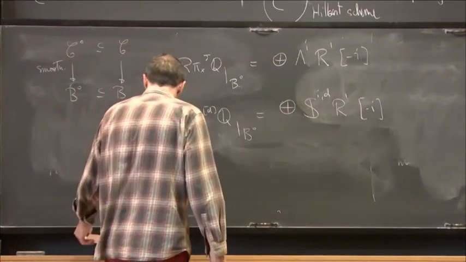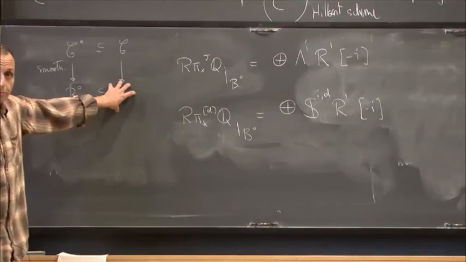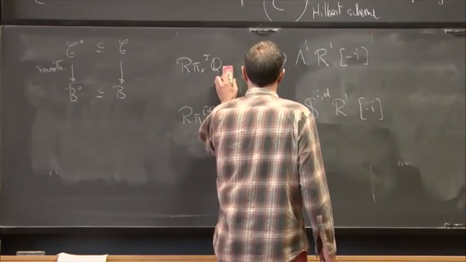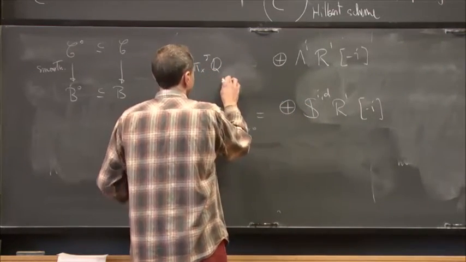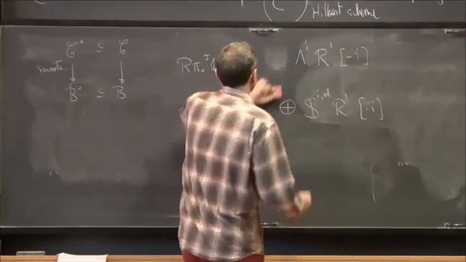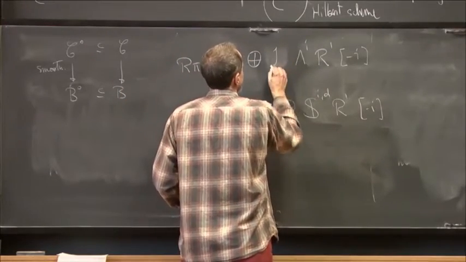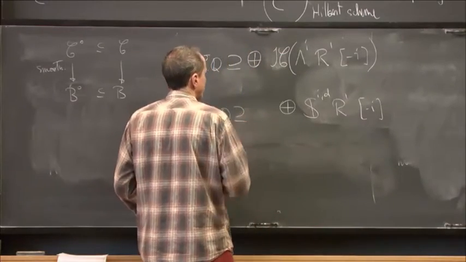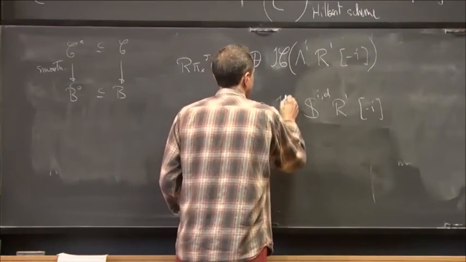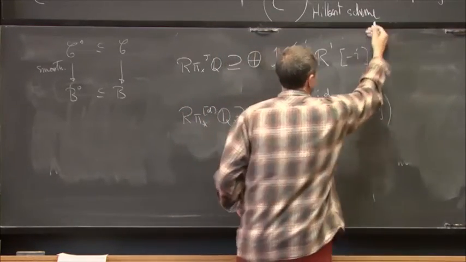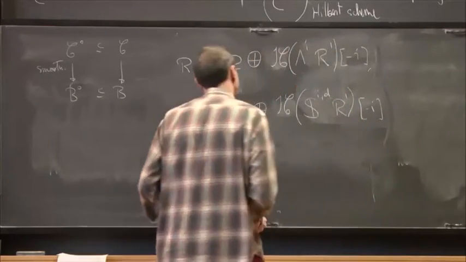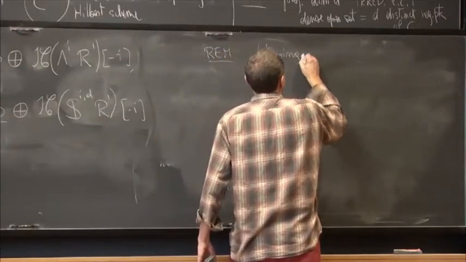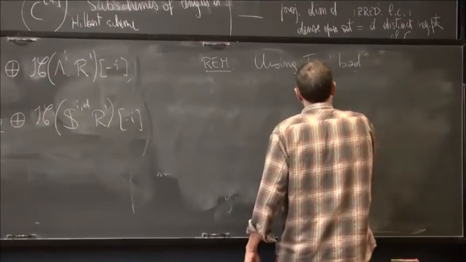Now, if you want to know what happens on all of B, then this object will contain as a direct sum the intersection cohomology complexes of these local systems, and similarly this object will contain as a direct sum the intersection cohomology complexes of these local systems. So remark, I'm using the bad numbering convention.